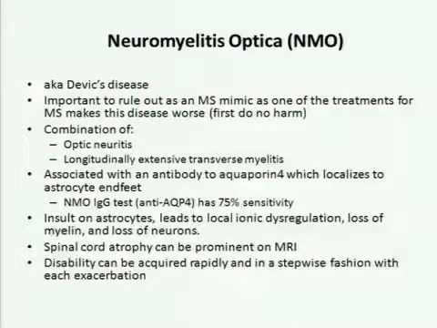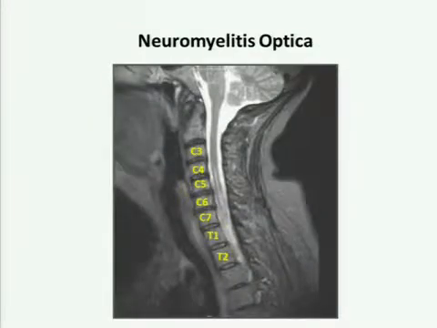There is an NMO IgG test, or an anti-aquaporin 4 test, that has 75% sensitivity. It's not particularly sensitive, but when you see it, then you should really pay attention to it. Disability in this disease can be acquired rapidly and occurs in a stepwise fashion. Every time you have a relapse, you're at big risk for having a large loss of function. It's something to keep an eye on. Do not treat these people with interferon.